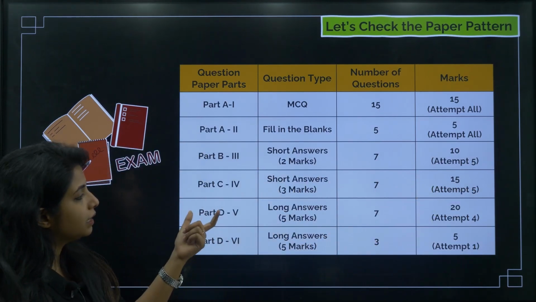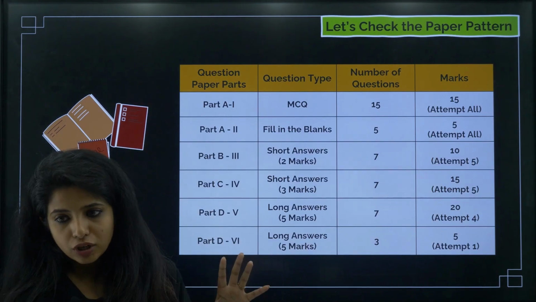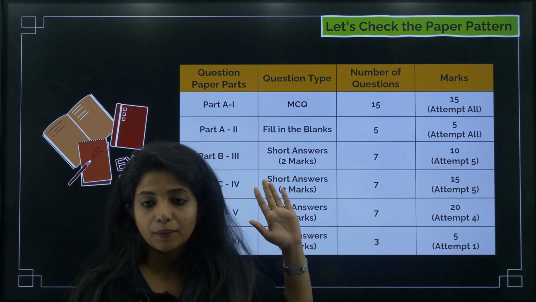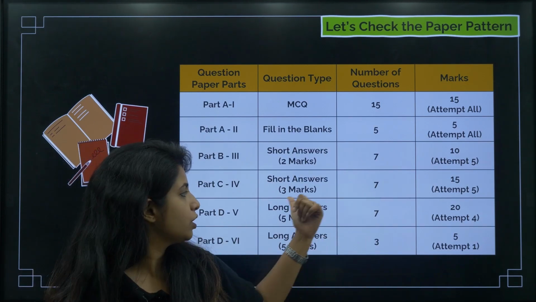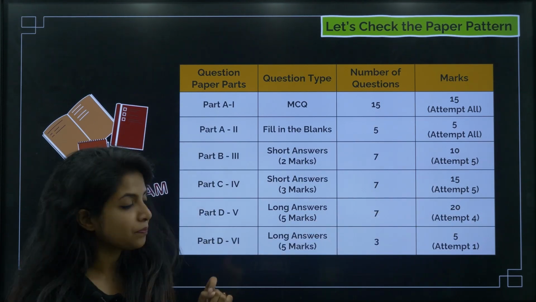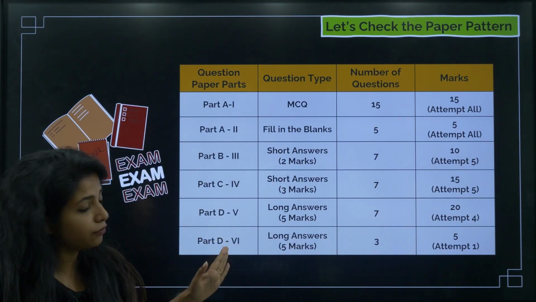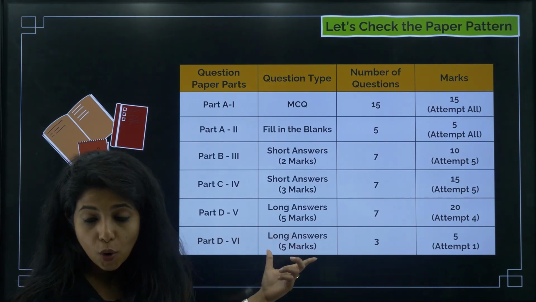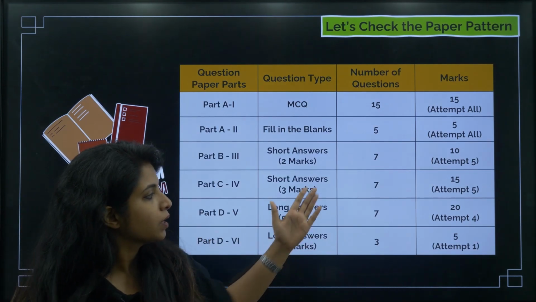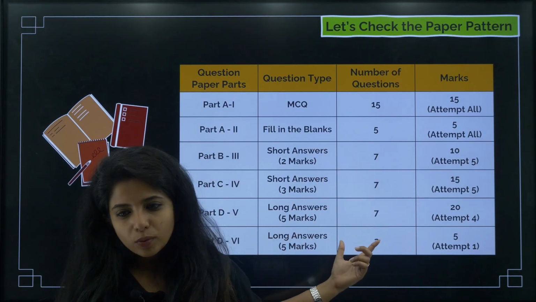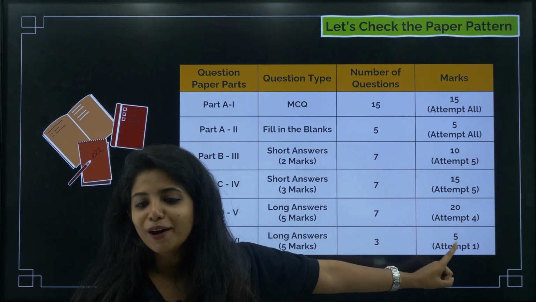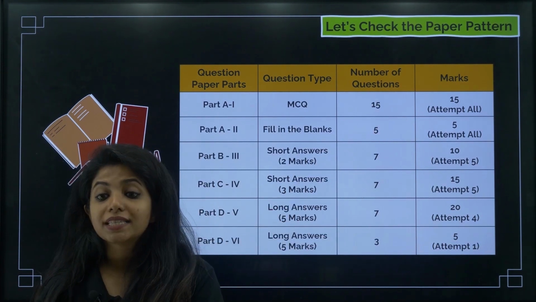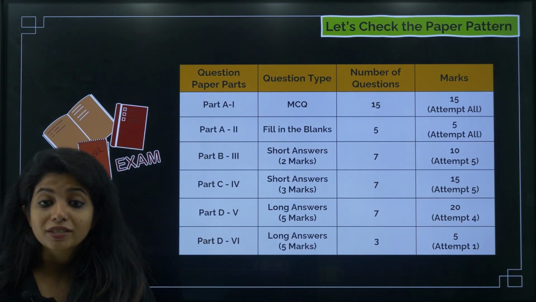Part D will have long answer 5 marker questions. 7 questions will be there, and you have to attempt at least 4 of them. 4 into 5 is 20 marks. And the 6th part will again have long answer type questions of 5 marks. 3 questions will be there, out of which you have to attempt at least 1. So 1 into 5 is basically 5. The total becomes 70. So your question paper will be out of 70 marks.